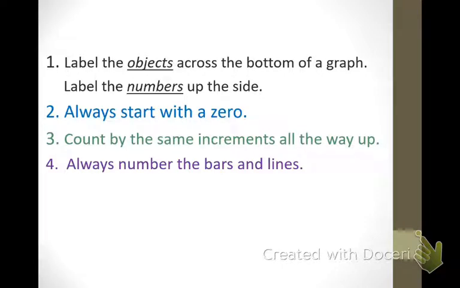Number 1, what do you label across the bottom of every graph? Objects. All of the objects, okay? What do you always label up the side of your graph? Anything that's number related, okay? Number 2, read it to me, guys.